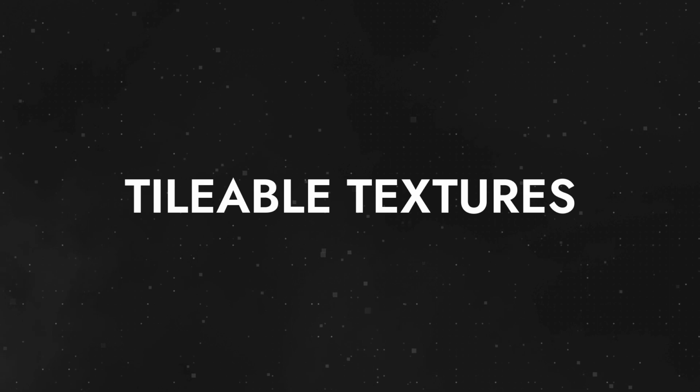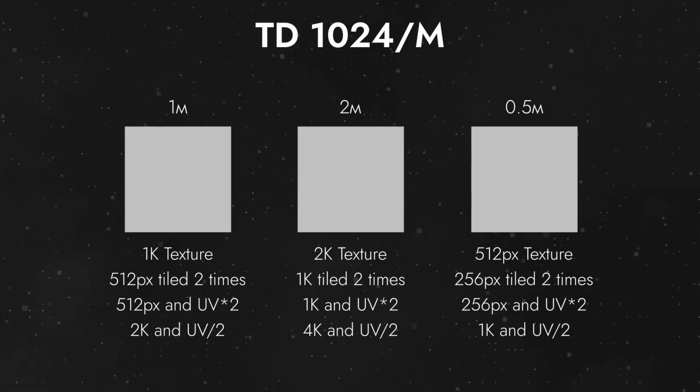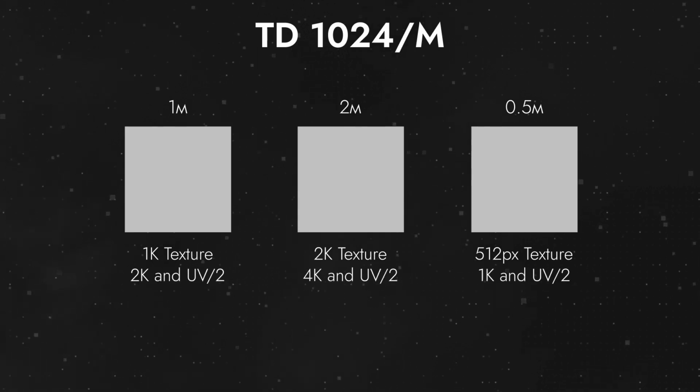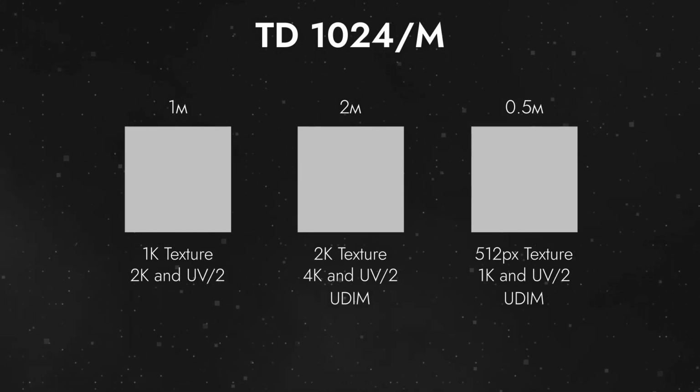It was all about tileable textures. Now let's take the situation when we have a unique non-tileable texture on an object. In this case, we exclude all methods related to tiling, and add one new method that should only be applied with non-tileable textures, which is called UDIM, but we will discuss it a bit later.